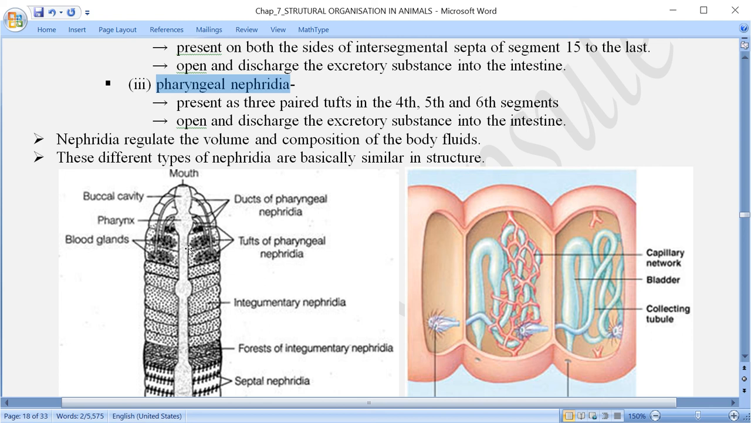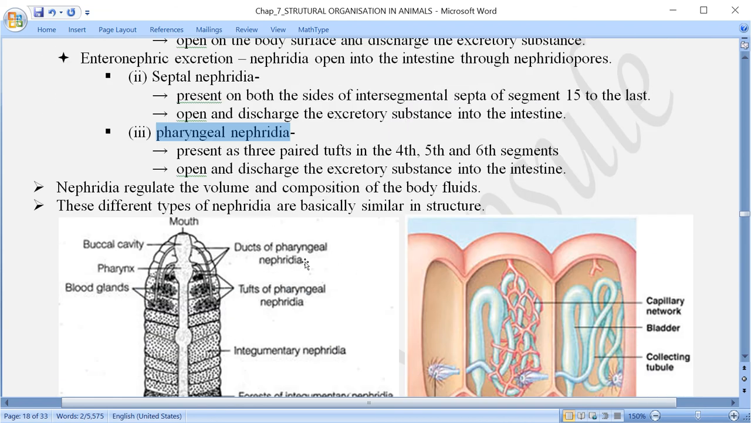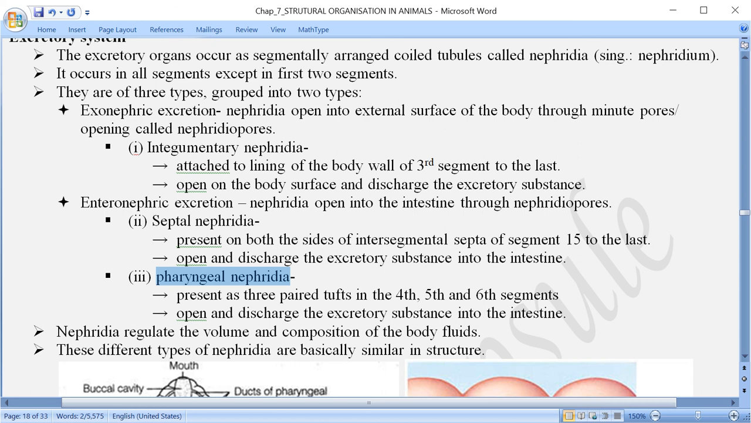Whatever they absorb, whatever excretory substance they collect from the body, they pour it into the intestine, and from the intestine it is going to go into the end part of the intestine, the rectum, and then pass out of the body along with the fecal discharge, feces के साथ में वो बॉडी के बाहर चला जाता है. कमिंग टू नेफ्रिडिया हियर, 3 टाइप के नेफ्रिडिया अभी बात किया हमने. क्या क्या? इंटेगुमेंट्री, सेप्टल एंड pharyngeal nephridia.